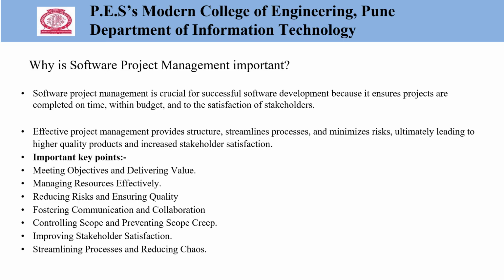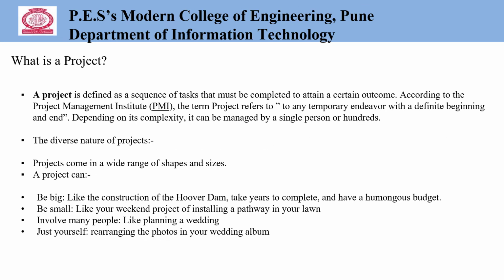First one, meeting objectives and delivering value. Second, managing the resources effectively. Third, reducing the risk and ensuring the quality. Fourth, fostering communication and collaboration. Fifth, controlling the scope and preventing scope creep. Sixth, improving stakeholder satisfaction. And the last one, streamlining processes and reducing costs. So these are the key points related to software project management. Then why is software project management important? Because these key points are very useful. Okay, now till here we learned what software project management is and why it is important.